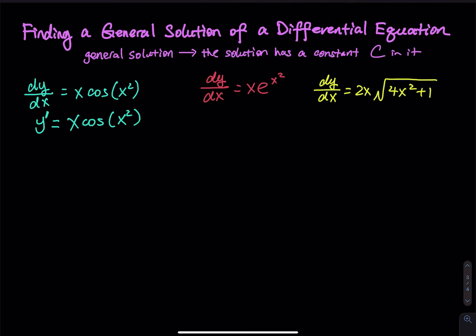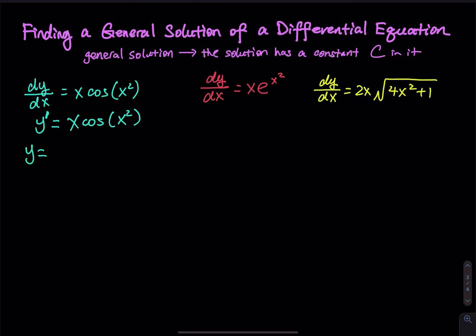thing as y prime. I prefer to use dy dx because I know that dy dx tells me x is the independent variable. So what are we looking for? We have a y prime. We are looking for y. From y prime to y, we have to undo the derivative. Undo the derivative means we have to do the integration.